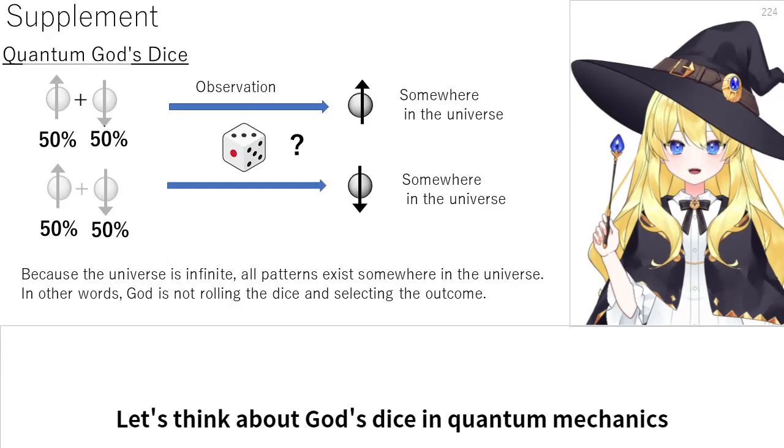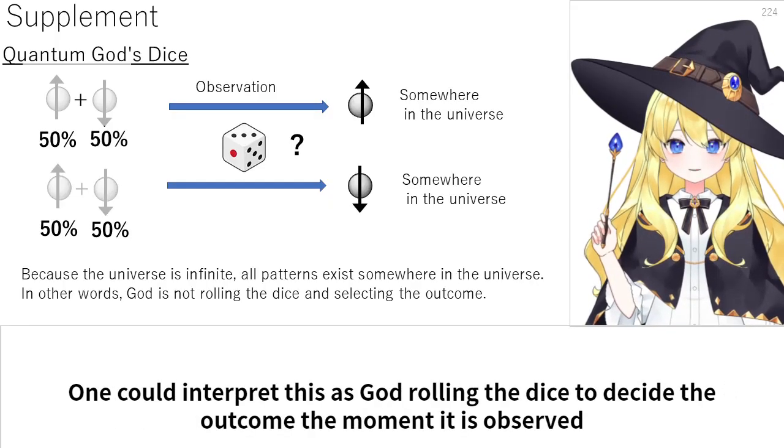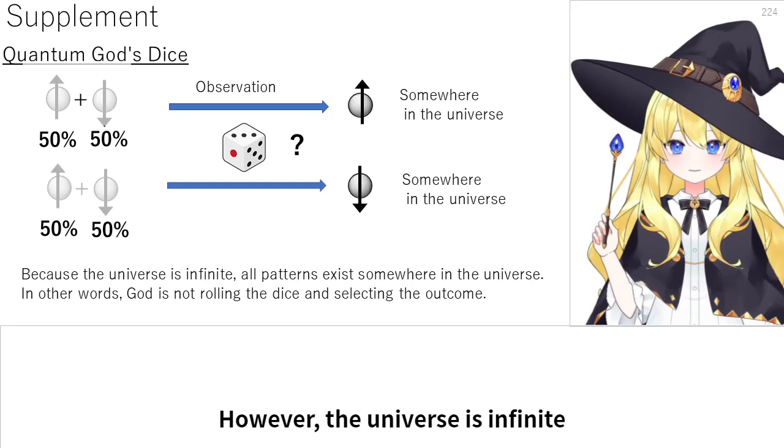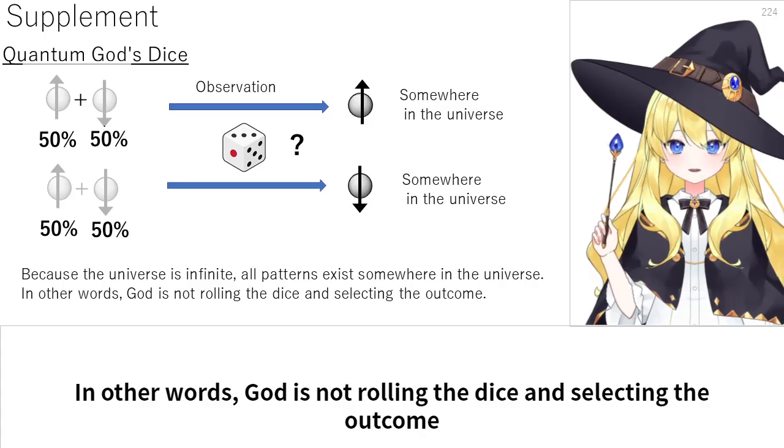Let's think about God's dice in quantum mechanics. When two states are mixed together, it is not certain which one is present. One could interpret this as God rolling the dice to decide the outcome the moment it is observed. However, the universe is infinite. Because the universe is infinite, all patterns exist somewhere in the universe. In other words, God is not rolling the dice and selecting the outcome.